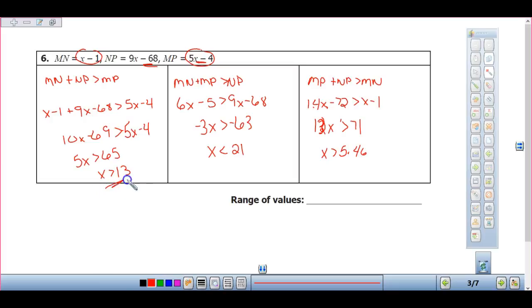I'm going to use my whole numbers. So this guy and this guy. I've got 13x, 21, and put your symbols in between them. Okay.